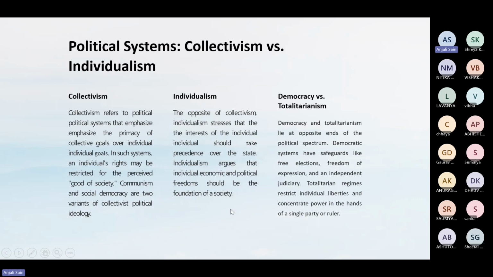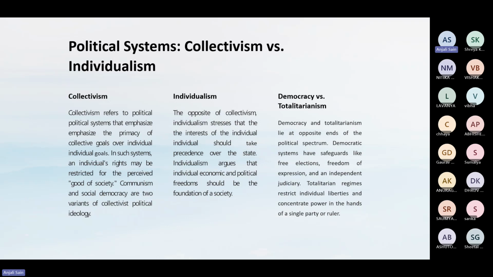Now we'll discuss a system which can have an impact on your international business. So first comes our political system. Now political system can be of two types. First is collectivism and the second one is individualism. What is collectivism? It is a political system that emphasizes the primacy of the collective goals over the individual goals. In this case, I'm focusing on the collective goals of the country, not on the individual goals. In such a system, an individual right may be restricted for the perceived good of the society.